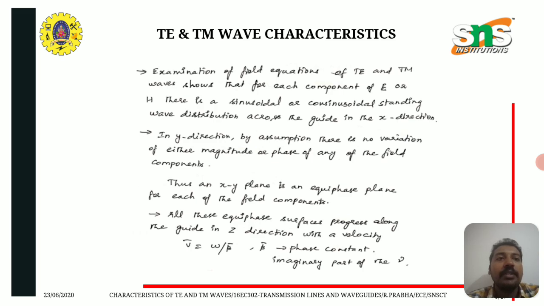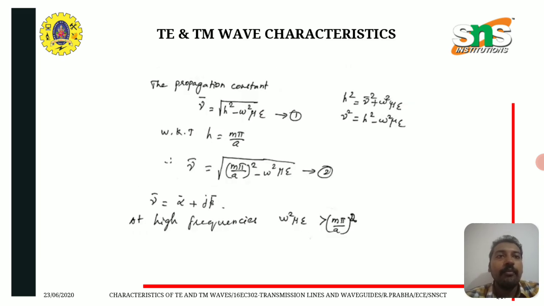All these equiphase surfaces progress along the guide in z direction with a velocity v equal to omega by beta, where beta is the phase constant. The propagation constant h square equal to gamma square plus omega square mu epsilon, and we know that h equal to m pi by a. Therefore, gamma equal to square root of (m pi by a) square minus omega square mu epsilon.